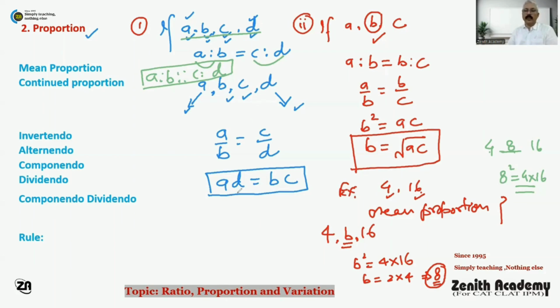The product of extremes is equal to the product of means, A upon B is equal to C upon D. So here if the three numbers A, B, C are in a proportion, then A is to B is equal to B is to C, and in this case B is a mean proportion, right? And B square is equal to AC, so B is root AC.